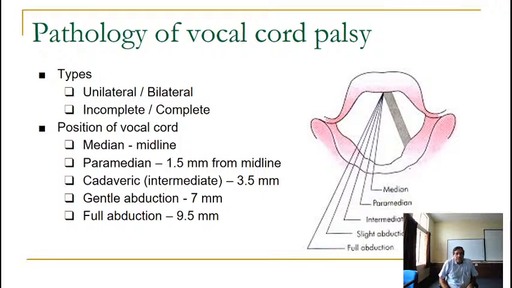Now, if you go into the pathology, various positions of the vocal cord are being described. One is the medial, that is in the midline. The vocal cord is in the midline. And 1.5 millimeters is the next one, called the paramedial, and 3.5 millimeters is called the intermediate, which is otherwise called the cadaveric, and the fourth one is the slight abduction and full abduction.